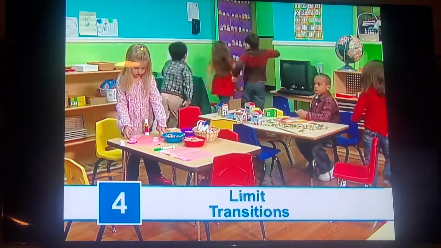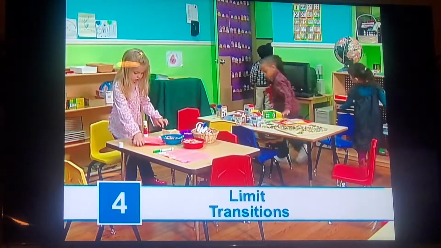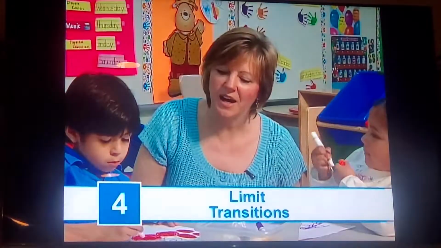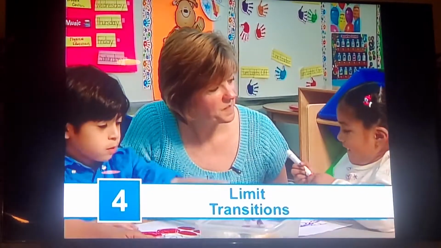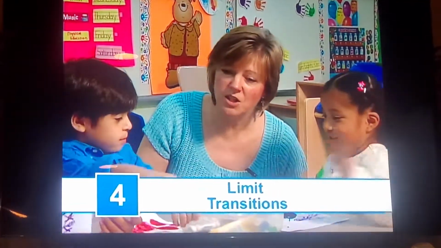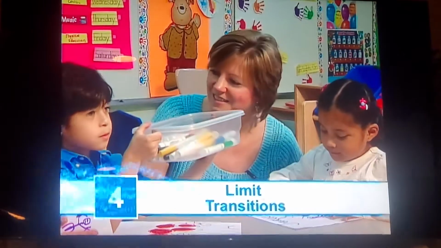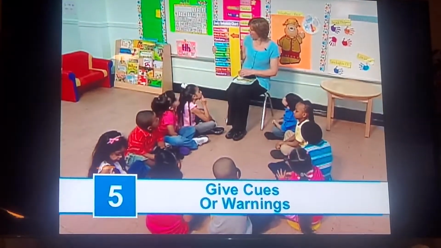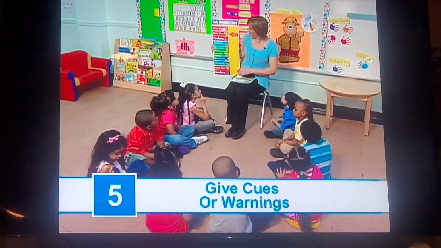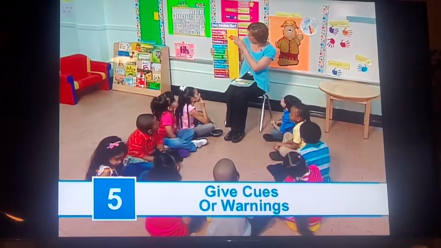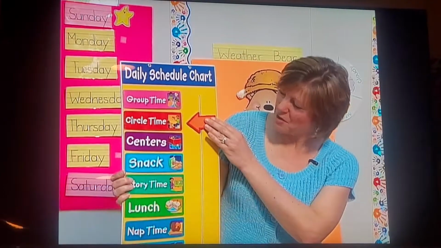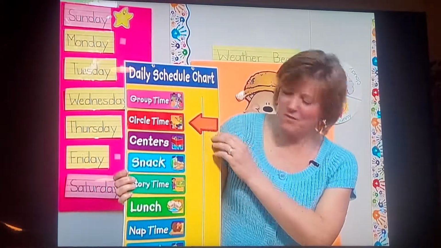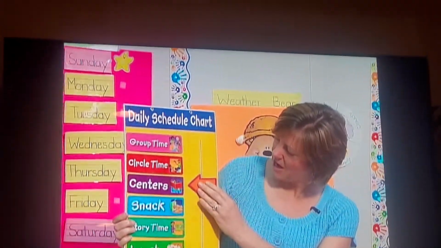Number 4. Limit the number of transitions. Okay, all right, everybody, let's put our markers away. We're going to clean up. And when we're finished cleaning up, we're going to go outside to play. And number 5. Give children cues or warnings when transitions are about to occur. All right, so then we're just finishing up circle time, and we're going to head to center time.